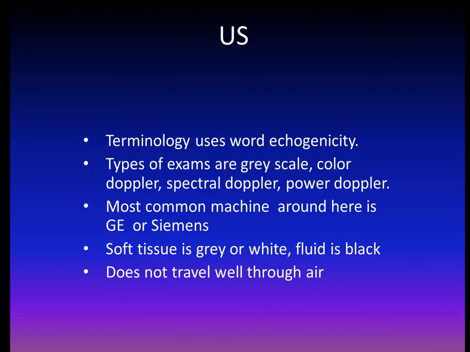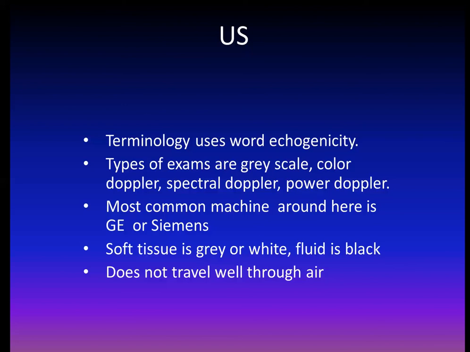The grayscale is probably the most common exam you're going to see on ultrasound. It's what allows us to actually see pictures, but there's a lot of different techniques you can apply to tweak the picture or to see moving blood and things like that. You can measure the velocity of how quickly blood is moving. So you're looking at color Doppler, spectral Doppler, and power Doppler, just other ways that you can use your ultrasound machine.